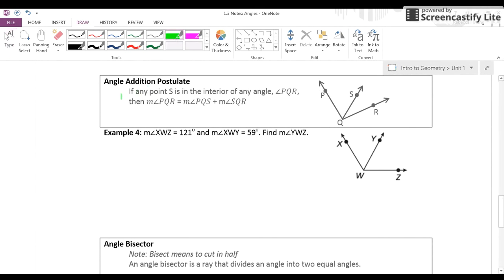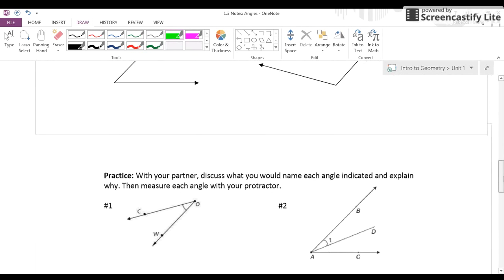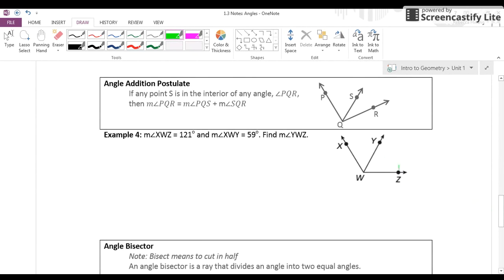Okay? So you want to make sure you're writing this down. If any point S is in the interior of any angle, for example, PQR, then the measure of angle PQR is equal to the measure of angle PQS plus the measure of angle SQR. Let me just delete my ugly highlighting there. Okay. So you want to make sure you're writing that down, and let's think about what this means.